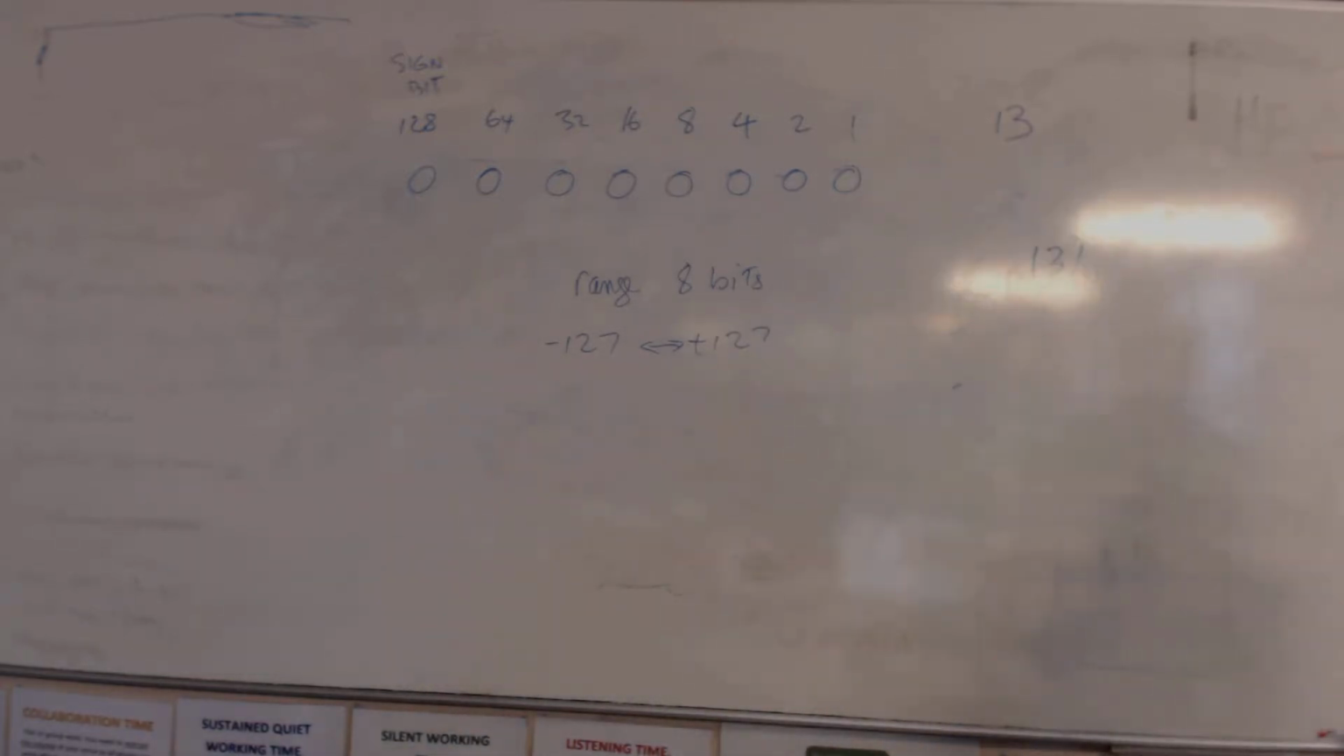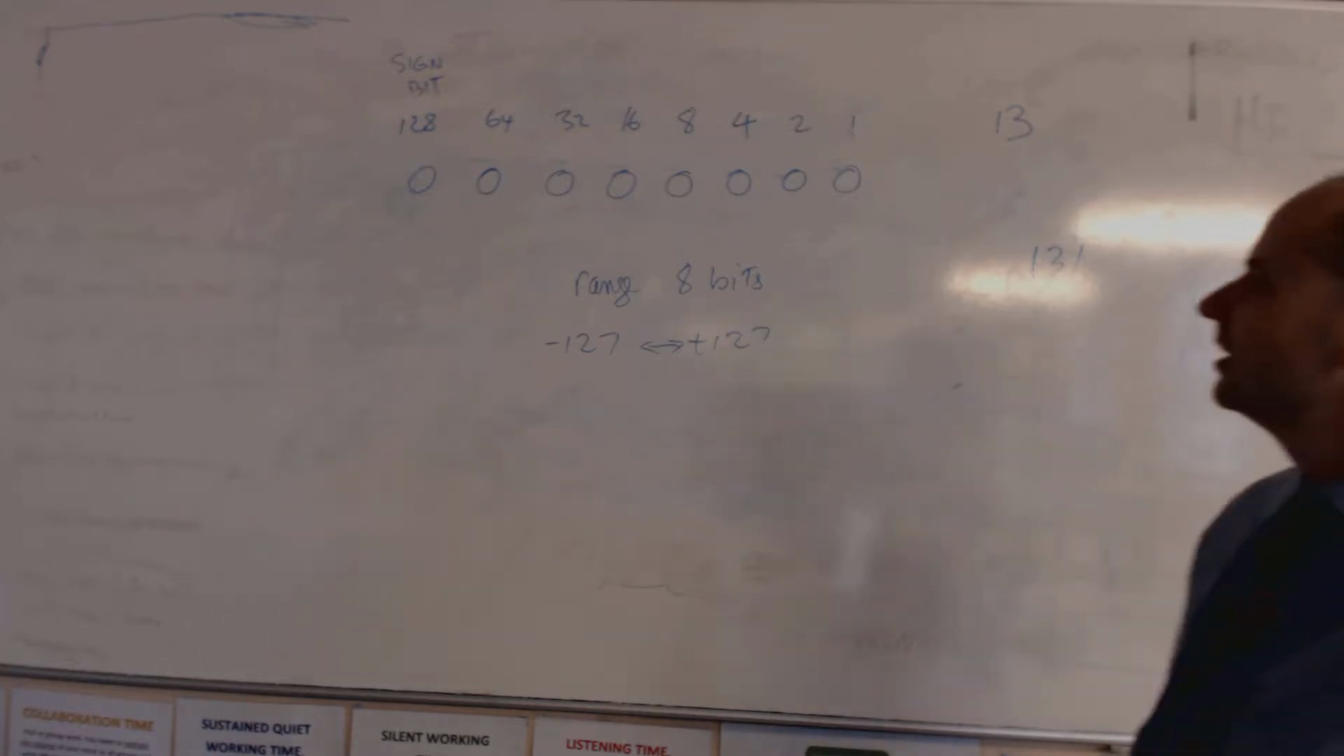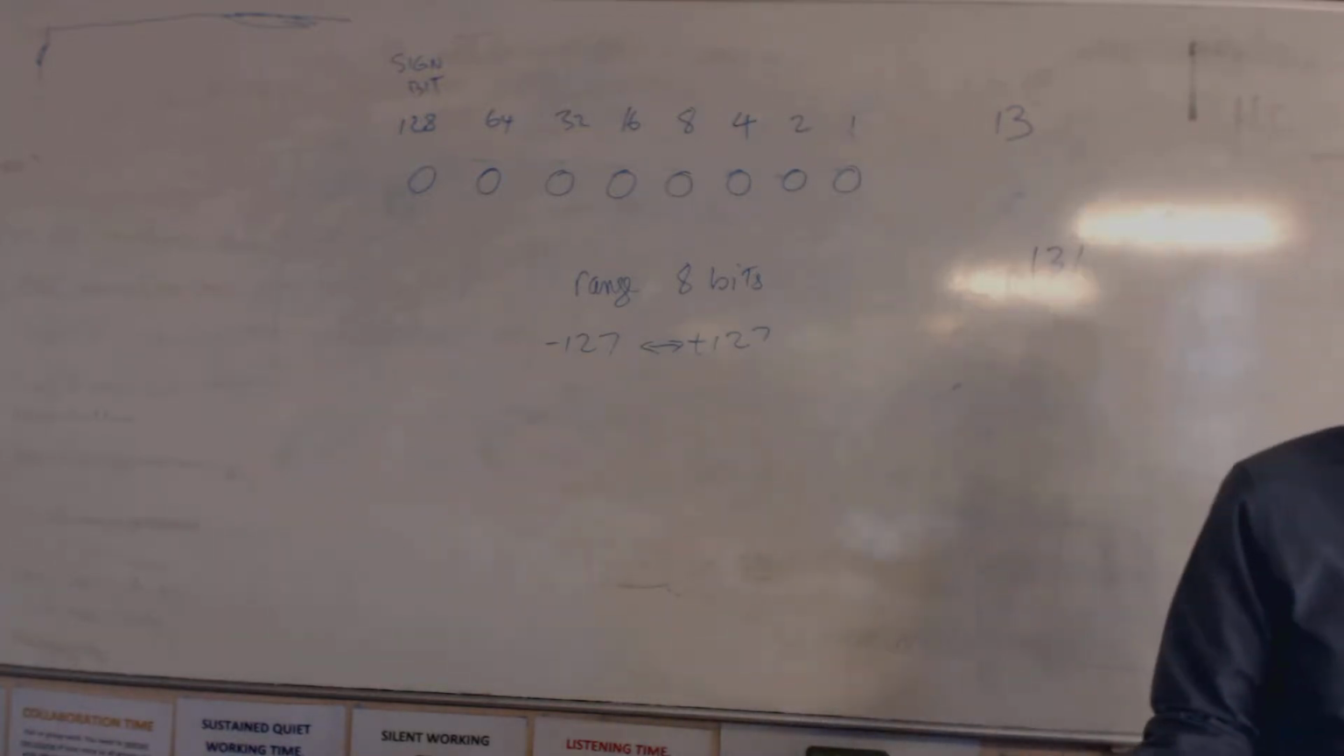If you multiply 0 by a negative number, it is still 0, isn't it? Okay, so that's sign of magnitude.